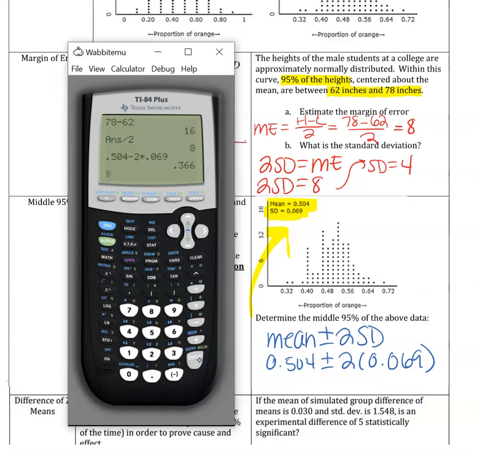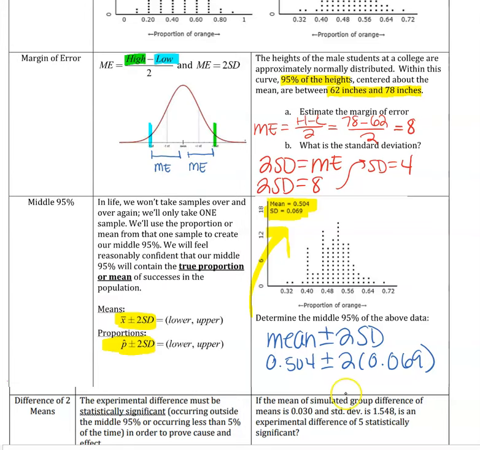All right, so that would be my low end of the distribution. I'm going to go ahead and copy, paste. Oops. Make this a plus. And that would be my high end. So 0.366 to 0.642.